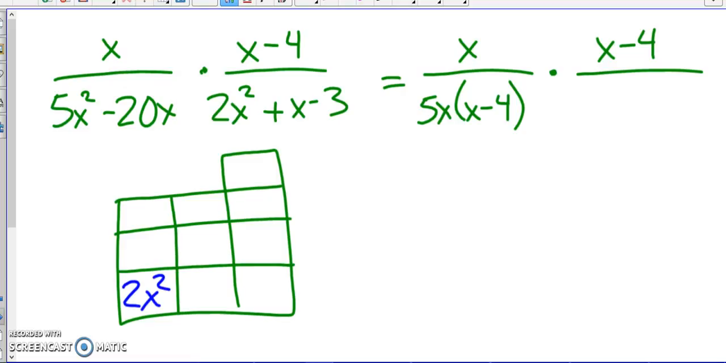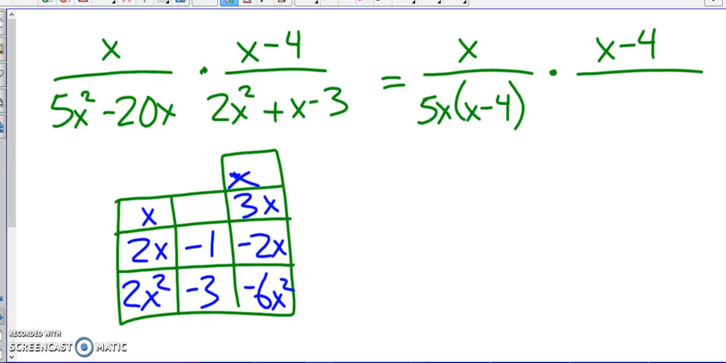Two x squared, or x, and minus 3, so this would be negative 6x squared. 3x, negative 2x, x, 2x, minus 1, positive 3. So you'd have 2x plus 3, x minus 1.